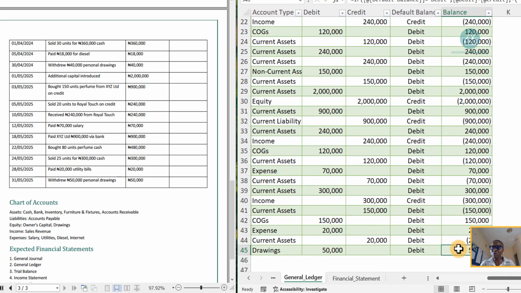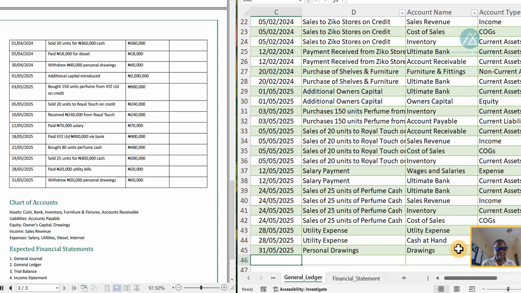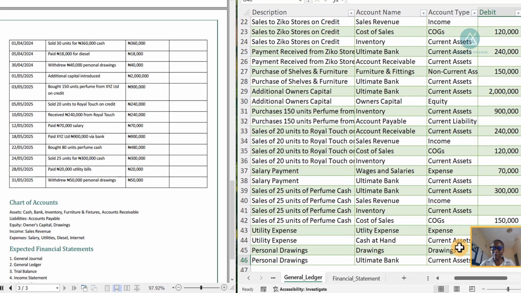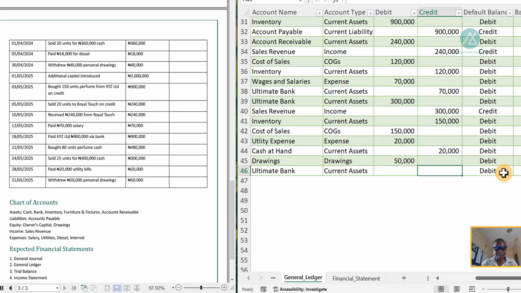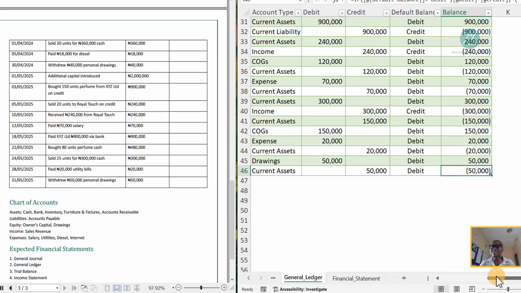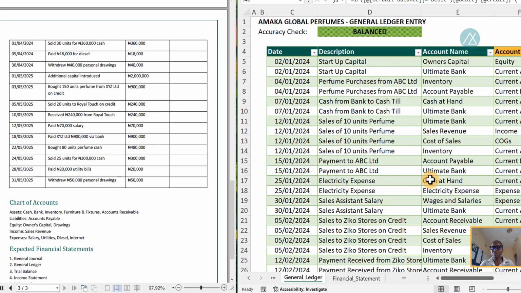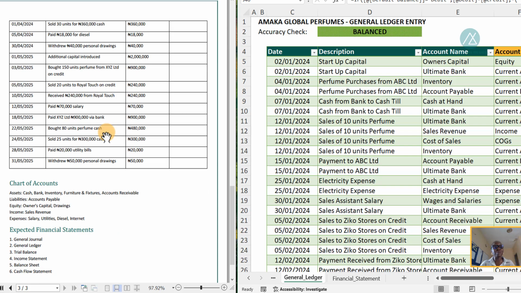So money we withdrew for personal use from the bank. Let's say it's from the bank. So ultimately money is leaving the bank. Let me just go up so that you can see. Because it's leaving, it's a credit to the bank, reducing our bank balance, and that is it. So these are all the entries I needed to show you. We've done the entry. There are some entries we didn't capture, so that this video will not be too long.